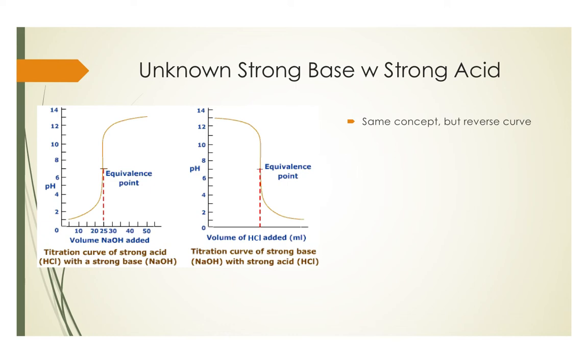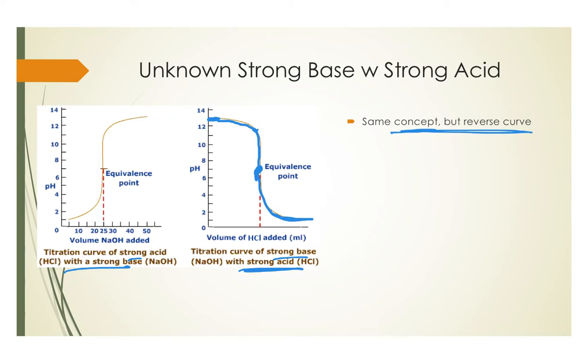Okay. If you have an unknown strong base with a strong acid, you essentially have the exact same concept as what we just talked about, but we have a reverse curve. Okay, so here's our strong acid with a strong base. Here's our strong base with a strong acid. And so again, we would start off with just the concentration of the OH. Slowly that OH concentration goes less and less and less, so the pH comes down. As we get to the equivalence point, there it is, 7 again, because in this case it's strong acid, strong base, so their salts are going to be the conjugates of strongs.